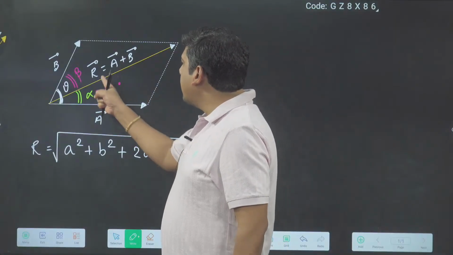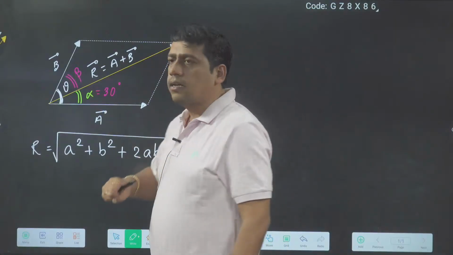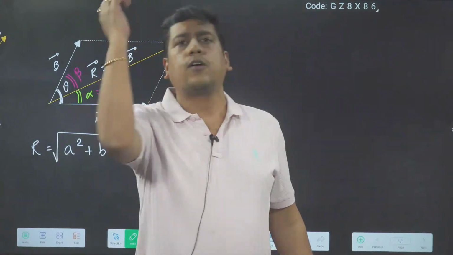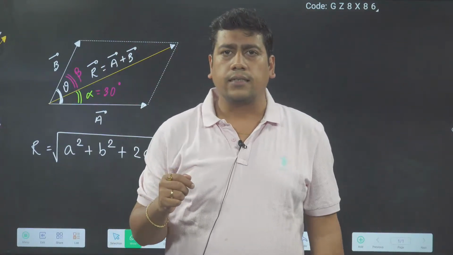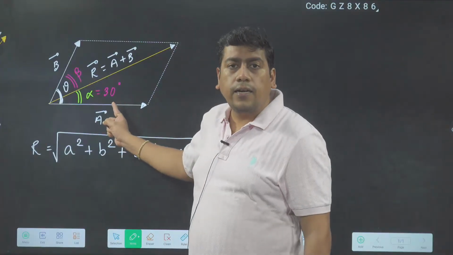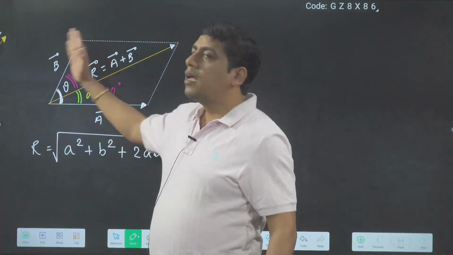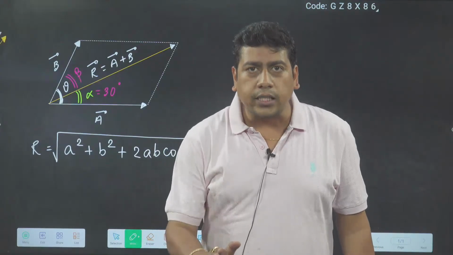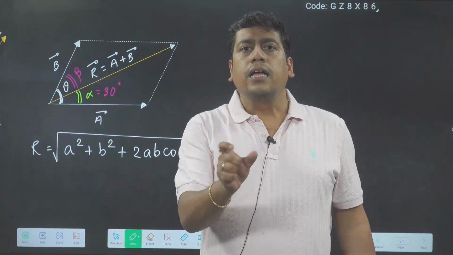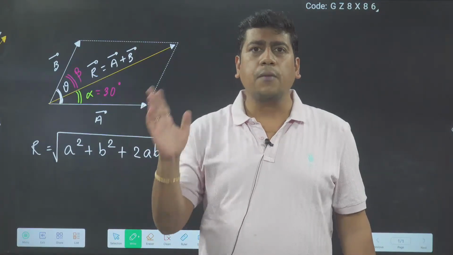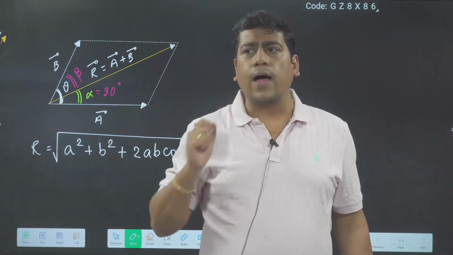So I will say R vector is located at an angle 30 degree from A vector in anti-clockwise direction. Something like this I can say. R vector is located at an angle 30 degree from A vector in anti-clockwise direction. Understood? So that's how angle gives you the direction. I hope this point is clear. Why we are measuring direction in terms of angle?